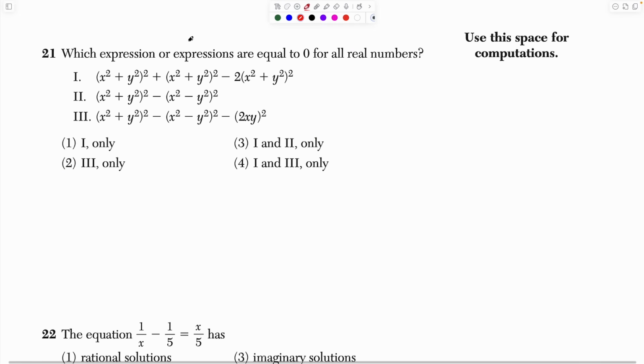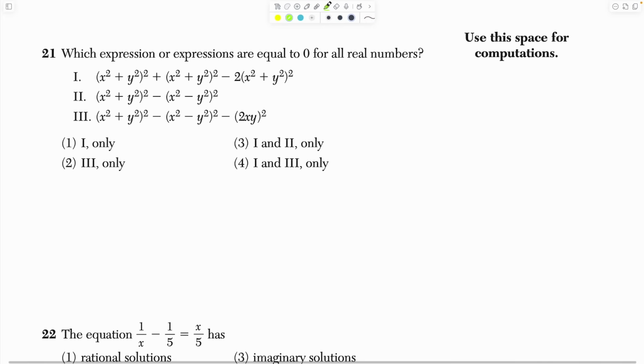Question 21, which expression or expressions are equal to 0 for all real numbers x? We have these 3 Roman numerals to choose from. For questions like this, we could either work out the algebra ourselves, or we could plug in values for x and y and see that these random values make 0. So let's say Roman numeral 1.